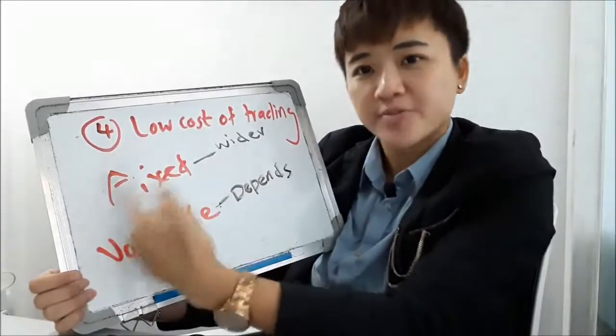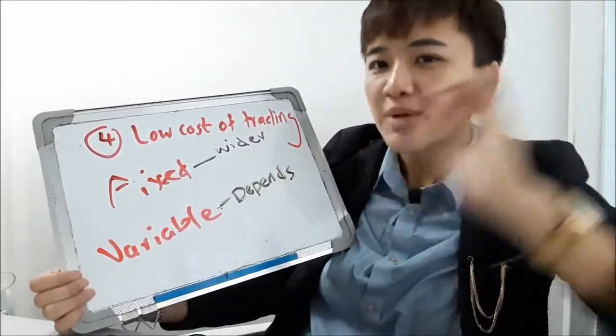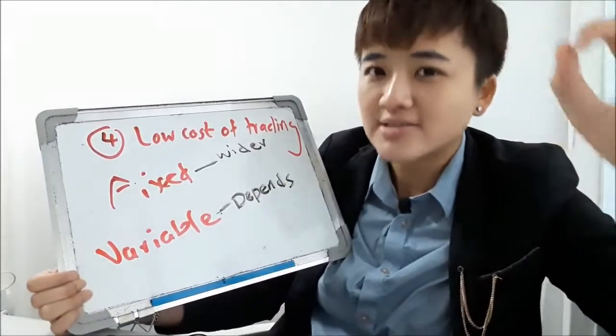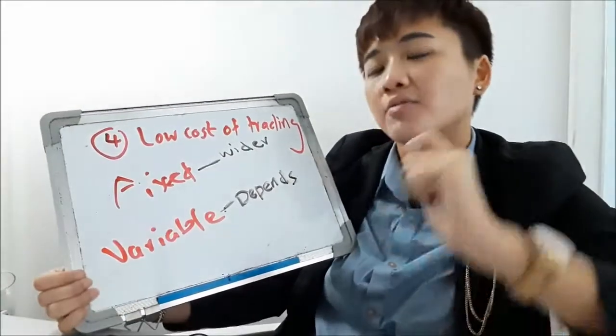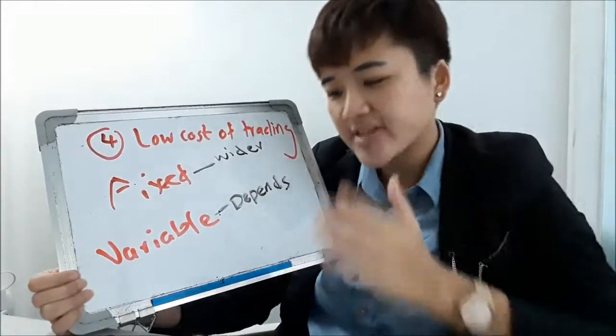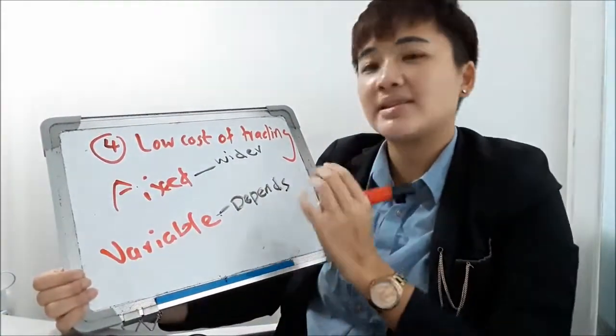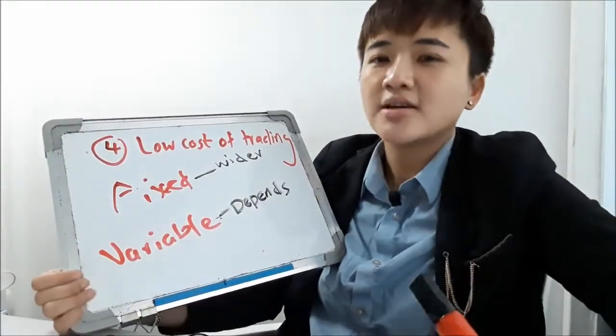So if you pick a fixed spread, normally this type of spread would be wider as compared to spread that's offered by most brokers that offer variable spreads. And why is that? Because the broker has to take up the risk of providing a fixed spread during high impact news events. For variable spreads, it depends on the liquidity of the market.